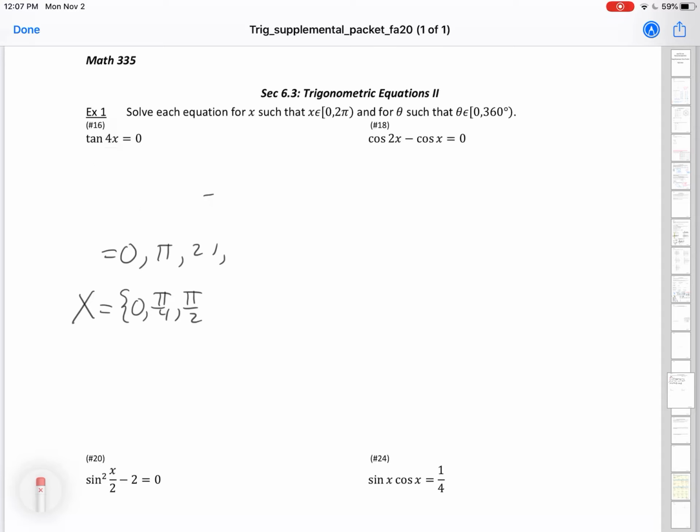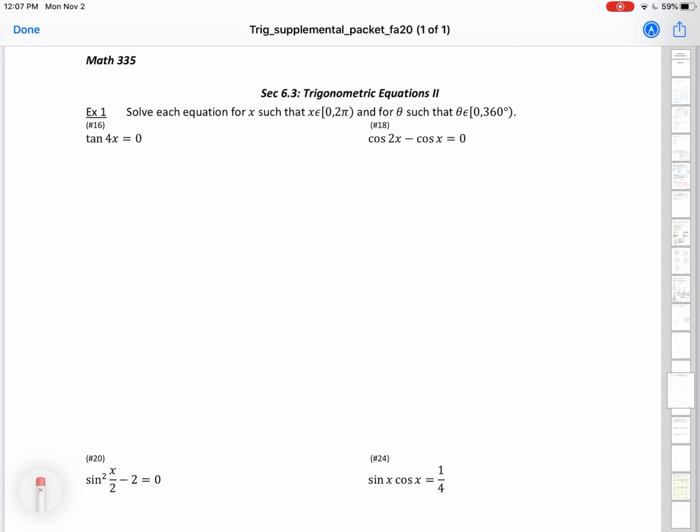Now here I should think to myself, I've got a problem. And the problem that I have is that I've got things in 2x's and x's, and that's just not going to work. You can't factor that 2 out. This isn't cosine times 2x. This is cosine of 2x. So what can we do?